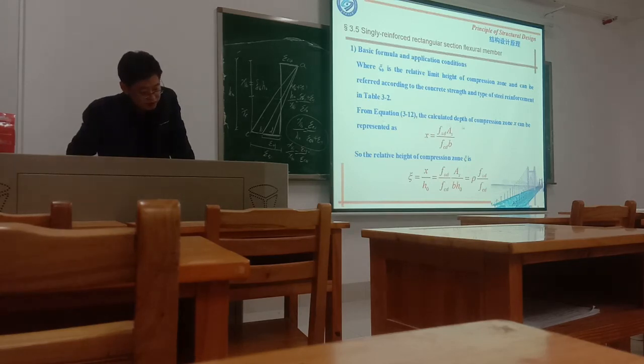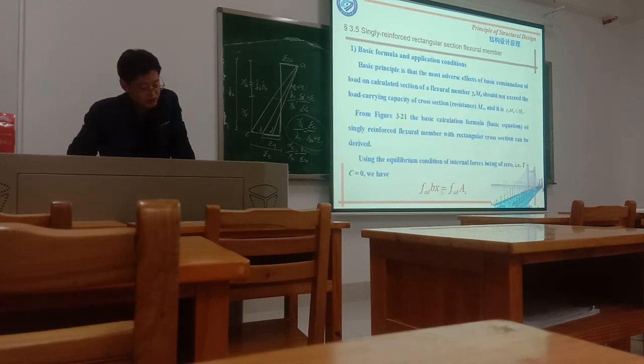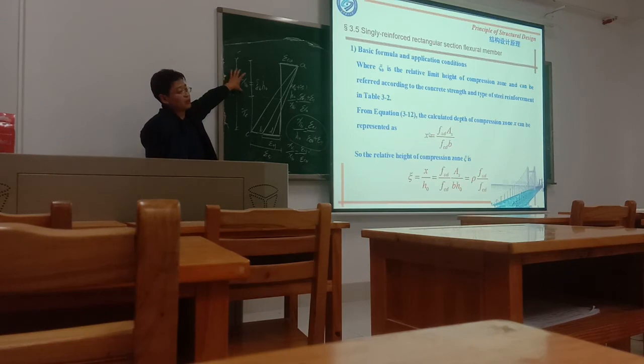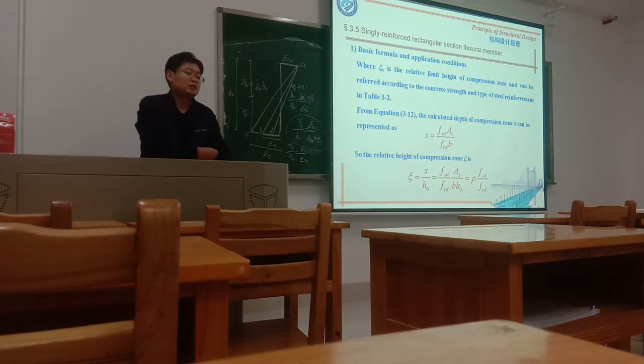From the equation, the calculated height of the compression zone x can be represented as follows. This is simple, just use this formula: moving fcd b to this side, x equals fsd as divided by fcd b. That means when you know the area of the steel and the materials, you can calculate the equivalent height of the stress block.